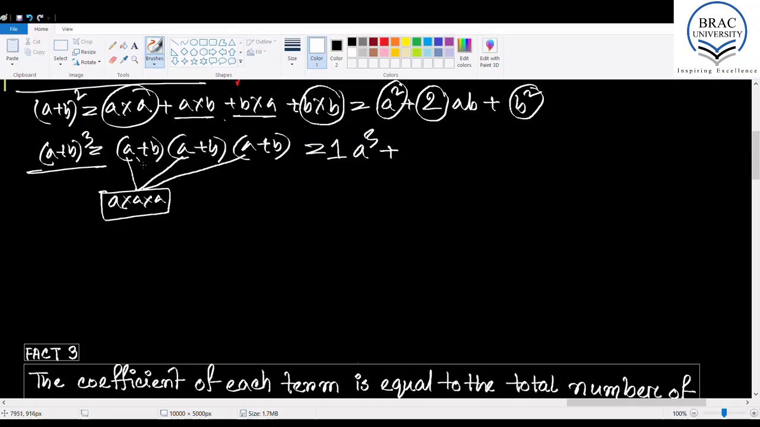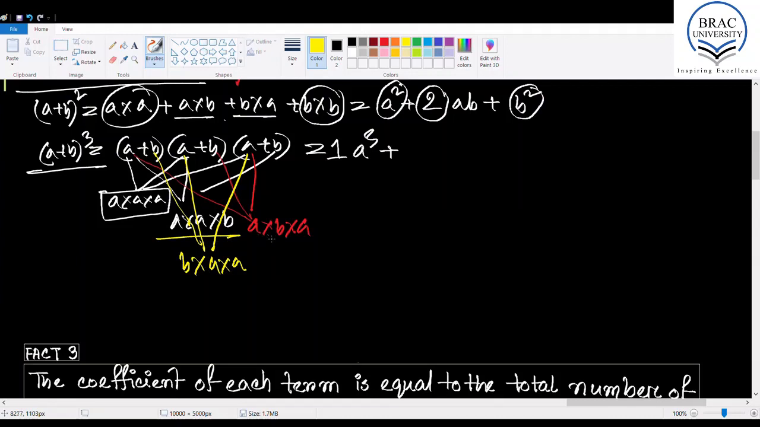Similarly, we can get here a a b, a into a into b. We can get a into b into a. Again, we can get b into a into a. So how many times did we get a square b? Thrice. So since a square b appeared thrice, the coefficient is 3. Similarly, from symmetry, we can say that a b square will appear thrice. So that's why the coefficient equals 3.